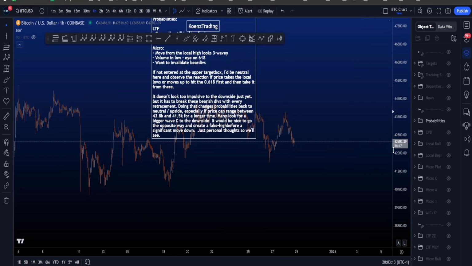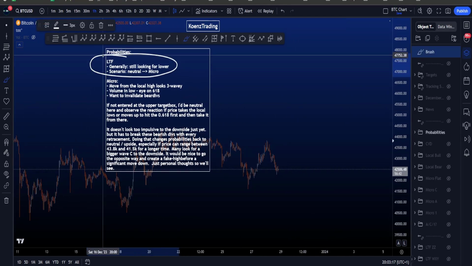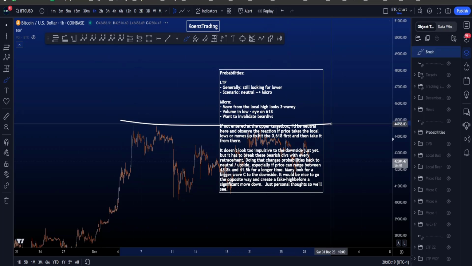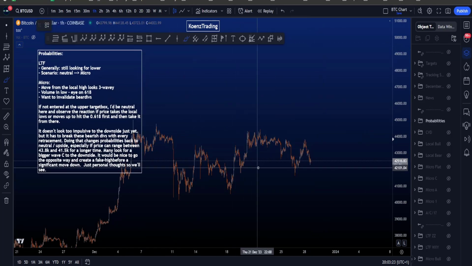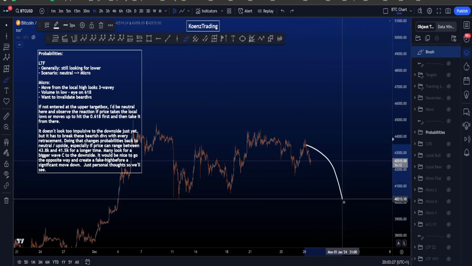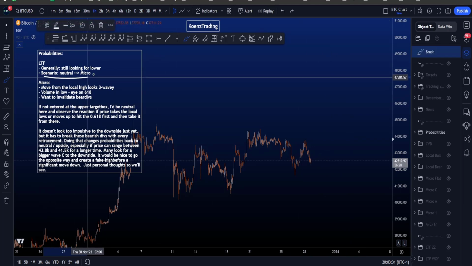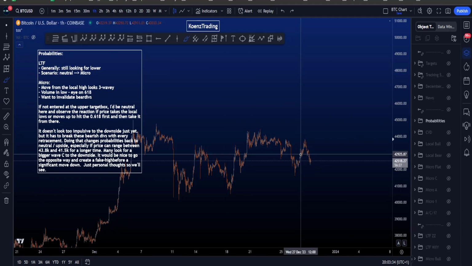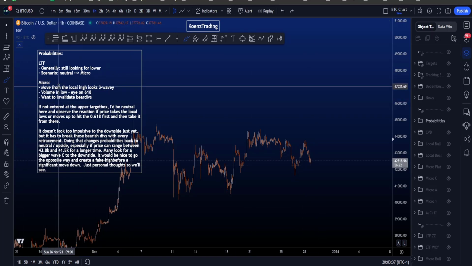It's quite a little bit of text, but I try to explain it nicely. On the low time frame, when zooming out and looking at this range, generally we are still looking for lower prices to come, either in that flat scenario or eventually a direct move towards the downside. However, at the moment I'm pretty neutral, and I would prefer to look at the micro scenario.